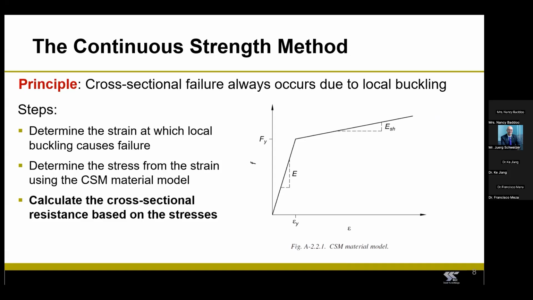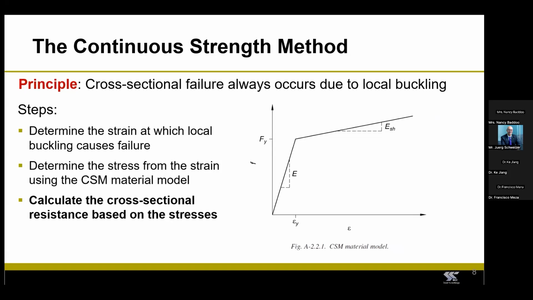Now, once you know the stress distribution within the cross-section, you can calculate the cross-sectional resistance. But instead of you having to derive this resistance equation, the stainless steel design code will give you the equations that you need depending on whether the cross-section is subject to compression, bending, or any other type of loading.